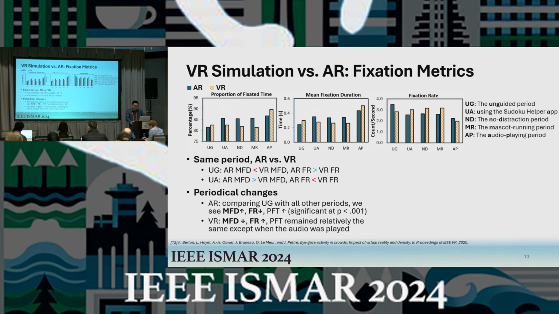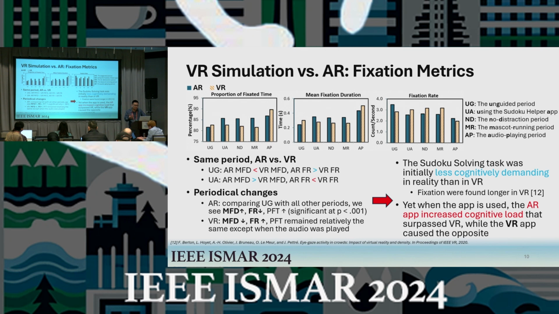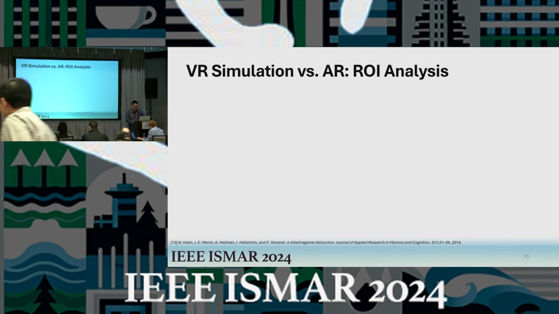When in VR, we saw a decrease in MFD and an increase in FR. So this suggests that while the Sudoku solving task was originally less cognitively demanding in reality than in VR, having the app running in AR led to increased cognitive load that surpassed VR, while the effect of VR was essentially the opposite. This informed us that having virtual and real fused in a task made it more cognitively demanding than a pure real or pure virtual task.